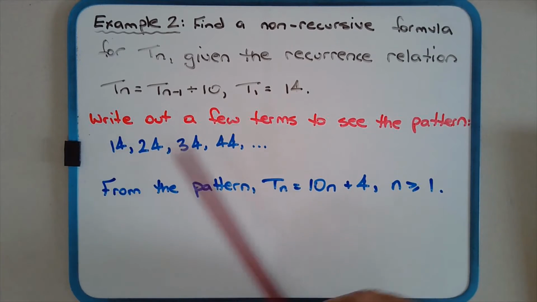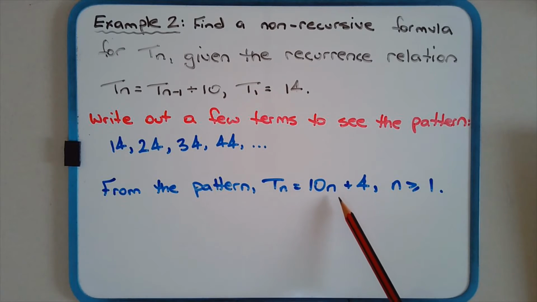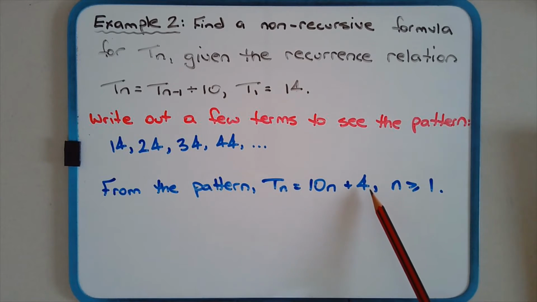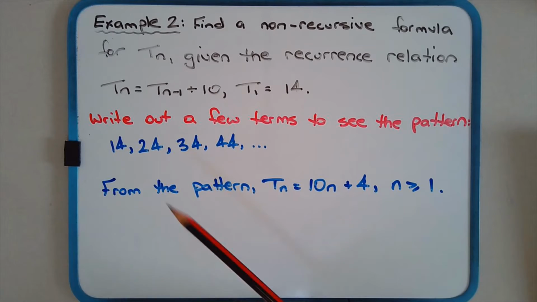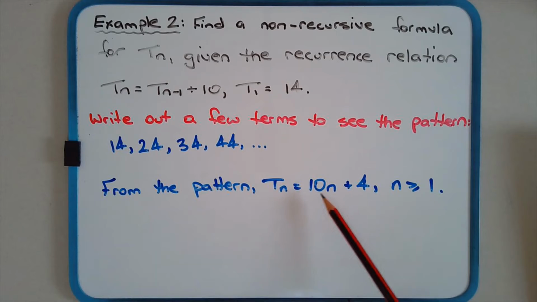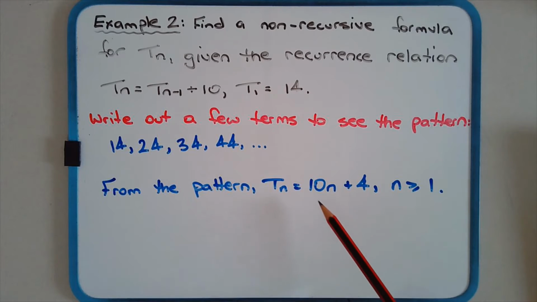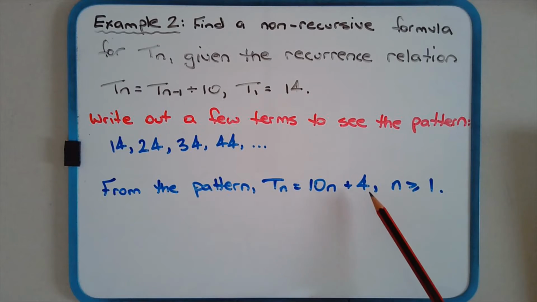So from this pattern, we can see clearly that Tn is equal to 10 times n plus 4. So for example, n equals 1, 10 times 1 is 10, but of course we need to add 4 to compensate for the difference. So we get 14. Test it again with another term, say the second term. 10 times 2 is 20, plus 4 gives us 24. Maybe one more for good measure. 10 times 3 is 30, 30 plus 4 is 34, and that gives us our third term.